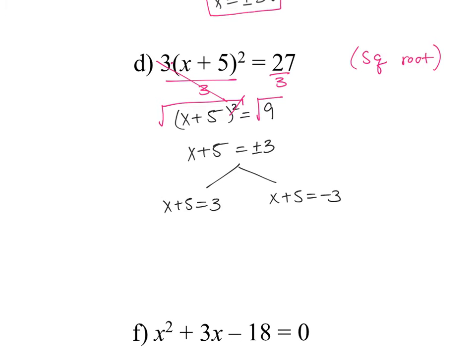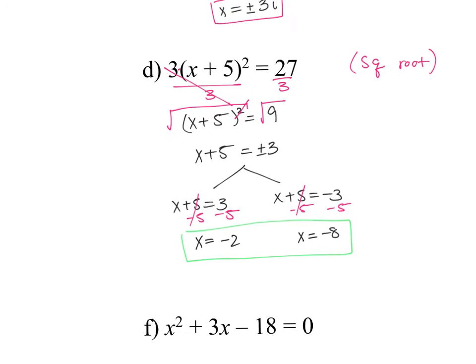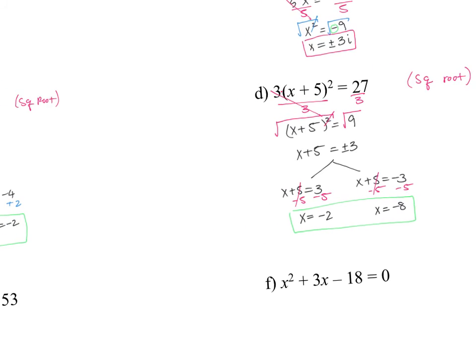So from here, maybe subtracting the 5 to the other side. Looks like my x is going to end up being -2. 3 minus 5 is -2. If I subtract 5 to the other side on this one, x equals -8. -3 minus 5 is -8. All right, and that is part D here.